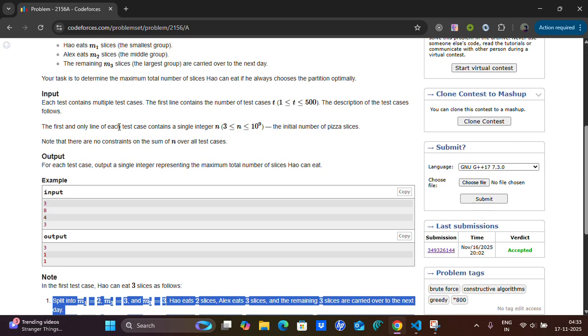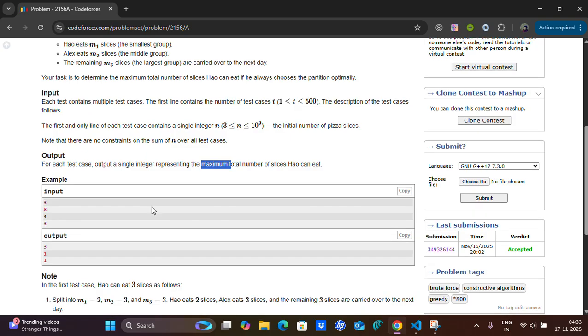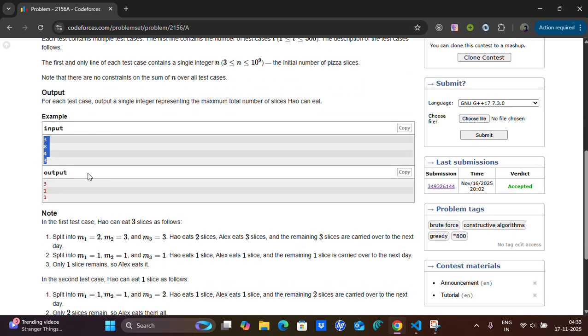So I can think of it in a greedy way, because I have to maximize the total number of slices Howard can eat. So what I will do is, let's say n is given as 8, and all these test cases are very simple, you can clearly see here. But let's say my n is 13.